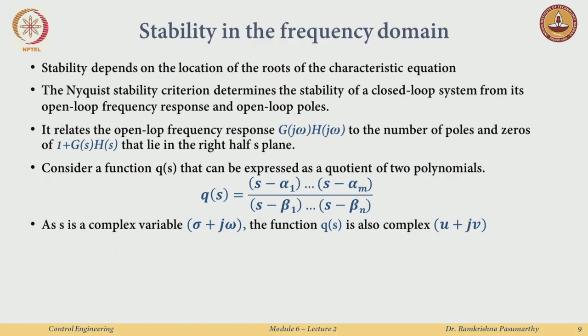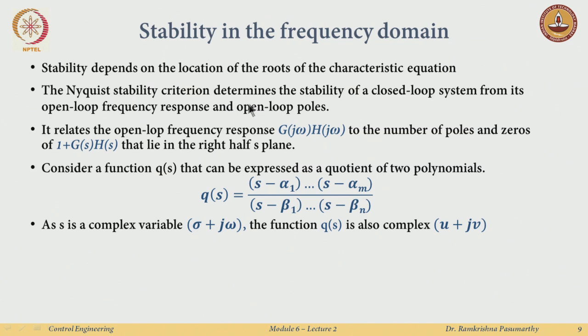So before we do that, let's just do some stuff. Okay, so what do we know now? We know for a long time now that stability depends on the roots of the characteristic equation. The roots, or the poles, should be on the left half S plane, is what the transfer function stability criterion tells me. Now this Nyquist stability criterion determines the stability of a closed loop system from its open loop frequency response characteristic and also its open loop poles. Today, what we will do is just see what this statement means.